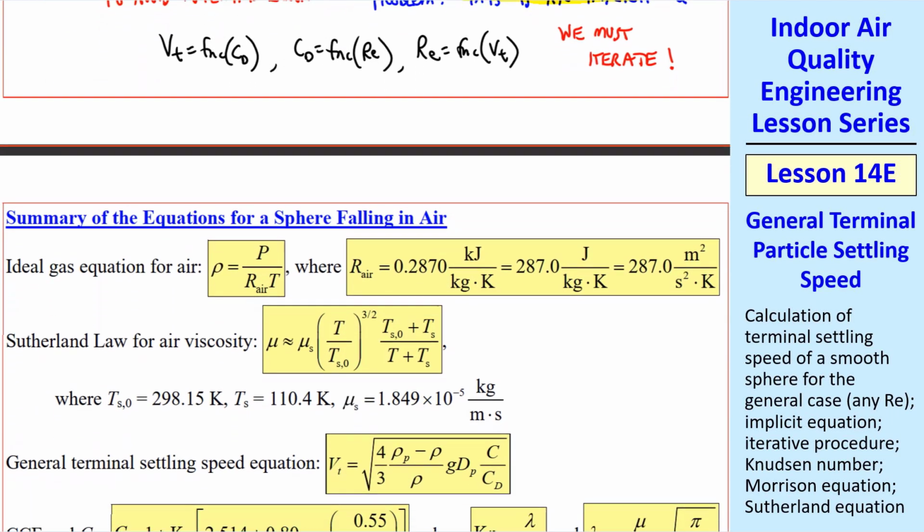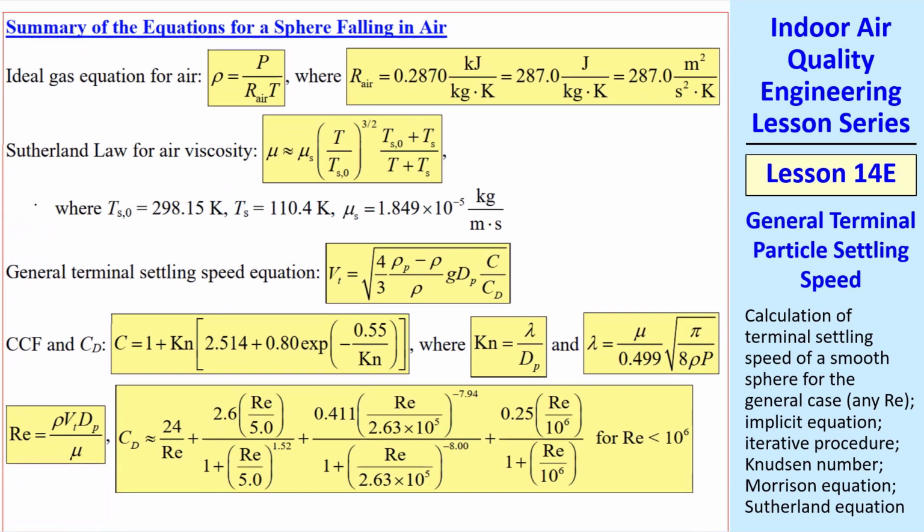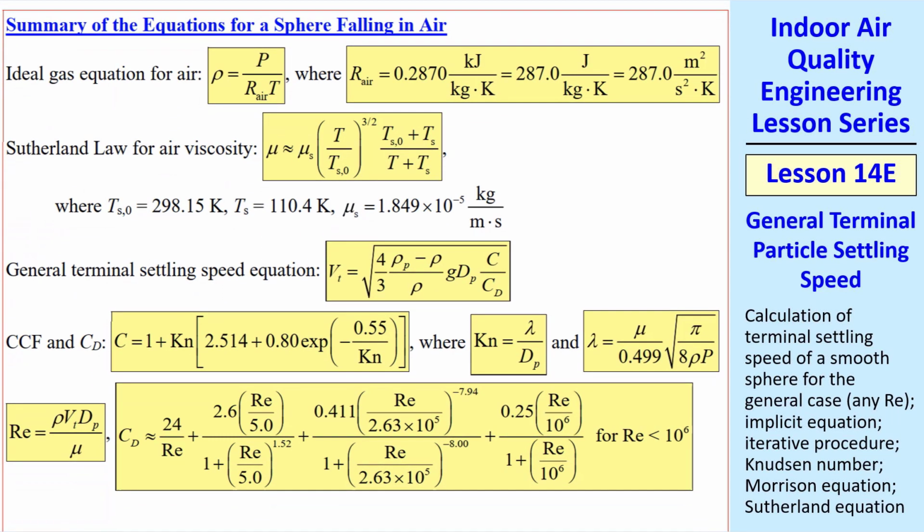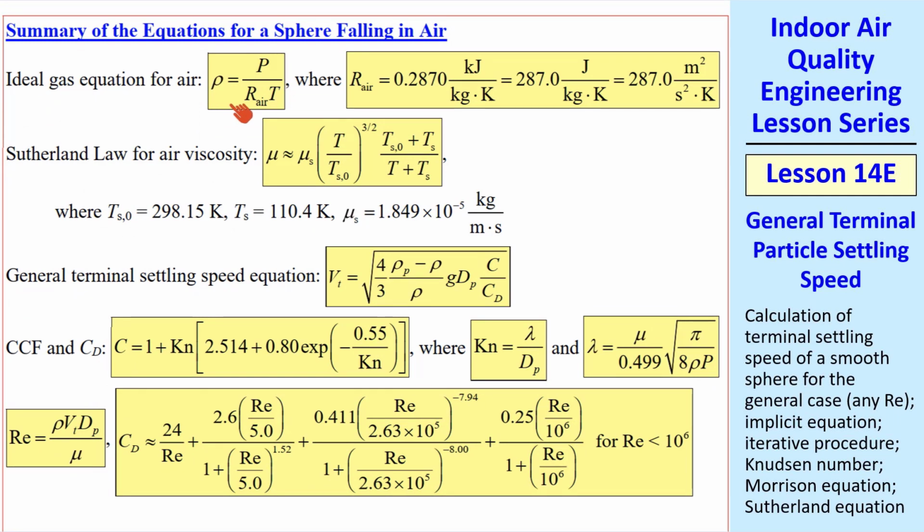Before I show the procedure for iterating, here's a summary of all the equations for a sphere falling in air. The ideal gas law, where this is R for air in various units. The Sutherland law for air viscosity, which is shown here with these constants. Always use this equation for mu for air. Again, I advise you to put this into software, and once you type in this equation, you can copy and paste it anywhere else without having to type it in again, once you're sure that it's working.